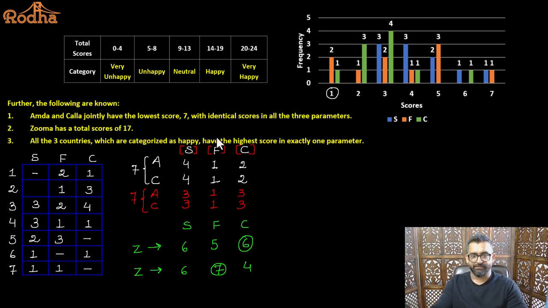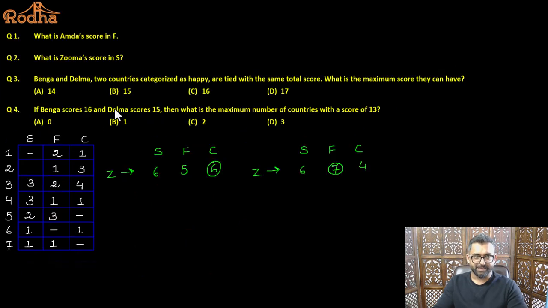A's score in F is 1. In both the cases, whether you consider the first case or the second case, A's score in F is going to be 1. Okay. So without any problem, I can answer the question. Answer is 1.